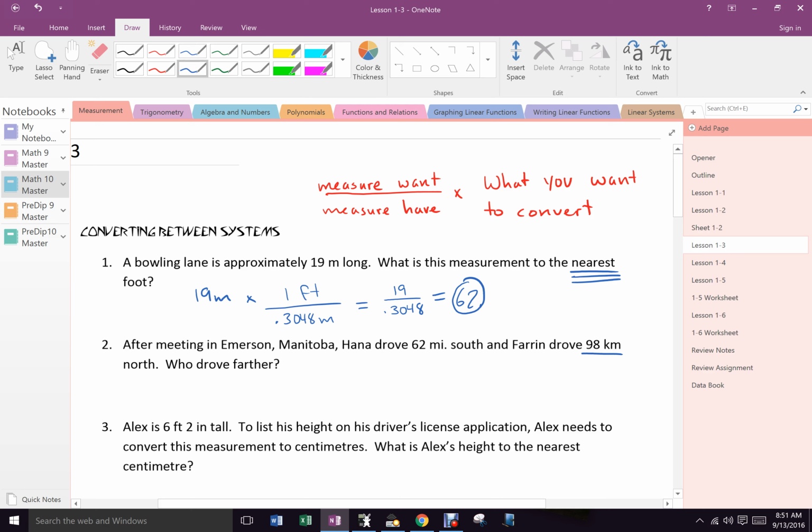62 miles south, 98 kilometers north. Who drove further? What do you have to do with this question? What's wrong with it? That's the key, Abresia. You have to convert either one.